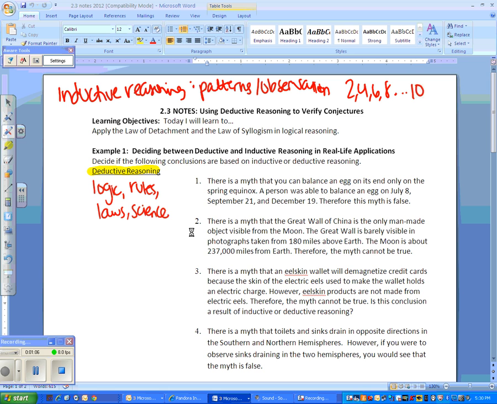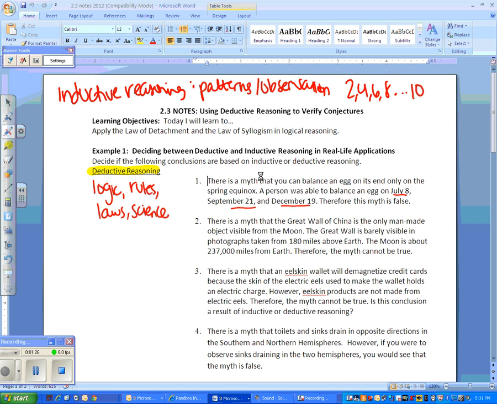So the first thing you're going to be doing is I'm going to be giving you situations and you're going to just tell me, is it inductive reasoning or deductive reasoning? And they like to put at least one question like this on the state test. So number one, there is a myth that you can balance an egg on its end only on the spring equinox. A person was able to balance an egg on July 8th, September 21st, and December 19th. Therefore, this myth is false.